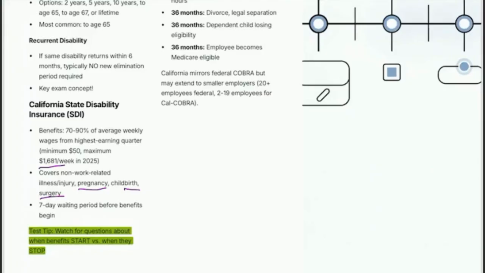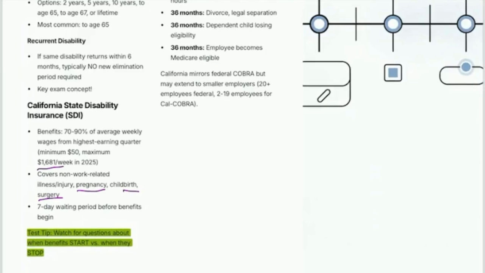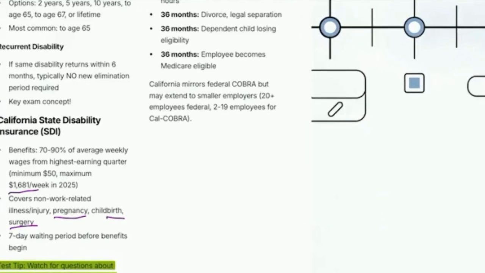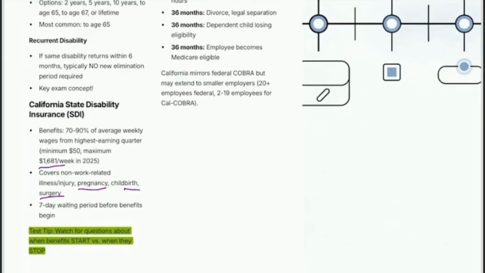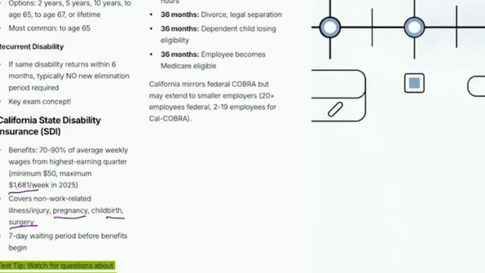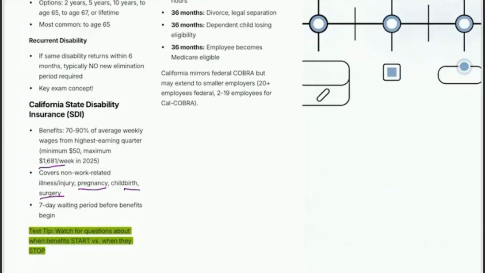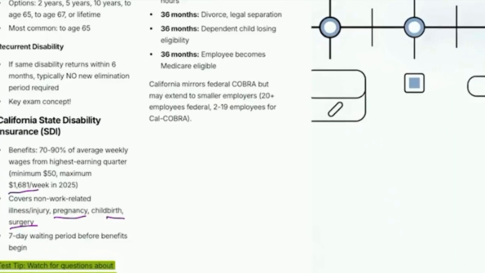I actually was pregnant with my daughter while I was in California, and I did have a couple complications and received disability for a little while, and it was extremely helpful to get through that period. Moved to Illinois, they do not have those same options or benefits. So this is unique to California, and it's pretty amazing. So just wanted to go over that.